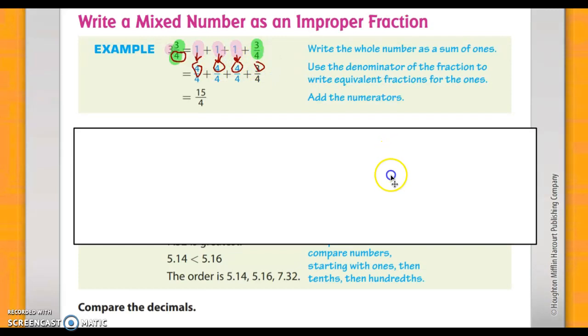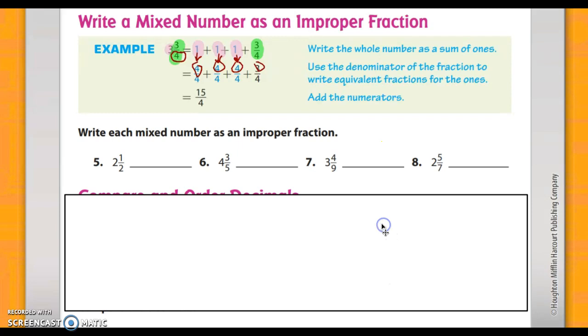There's an even quicker way. We'll just check it out here as we go. So go ahead and try 5 through 8 and then resume the video when you're ready to play your answer or to check your answers.